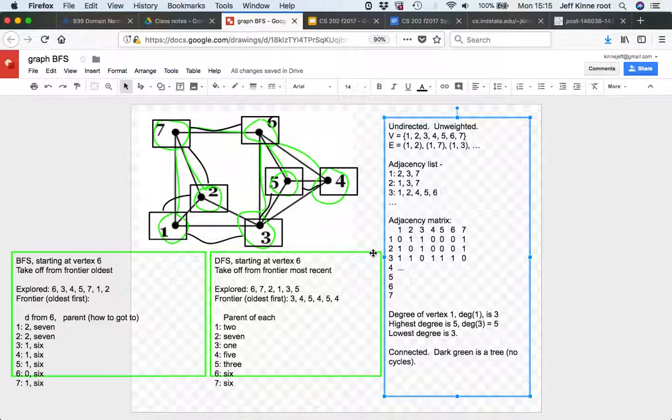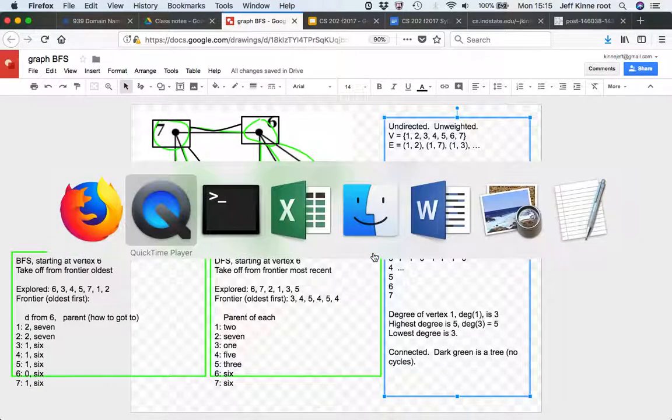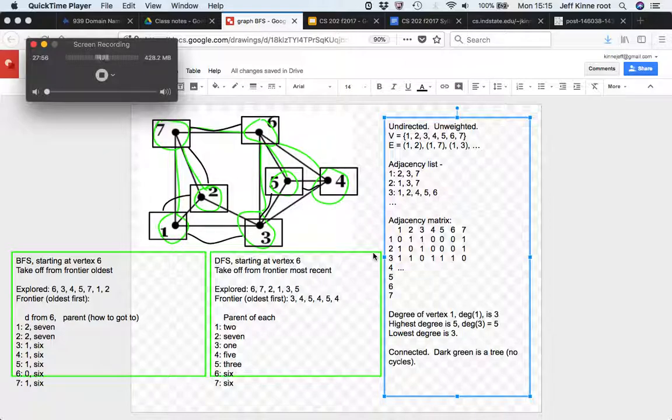Okay, we'll stop there for this video. We'll do another video with more graph stuff. So this will be graphs part 1.